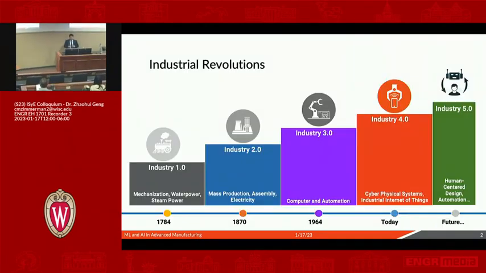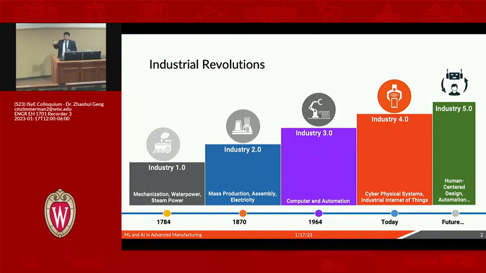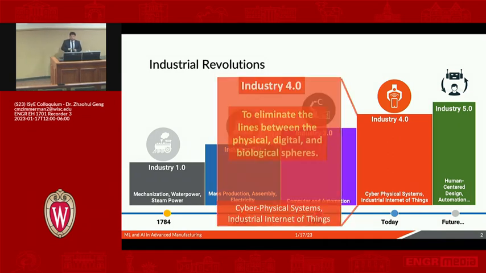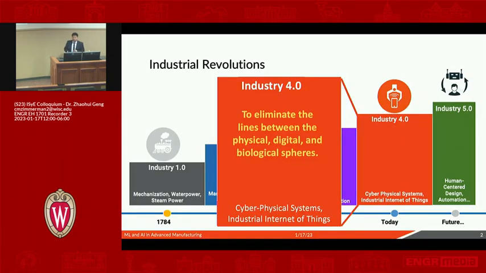A little bit of background. Everyone knows about this. Currently we are experiencing Industrial 4.0, which is a very fancy word. The key objective of Industrial 4.0 is to eliminate the lines between the biological, digital, and physical worlds, right? And we are also experiencing a preview of Industrial 5.0, which we will talk about later in terms of our artificial intelligence part.